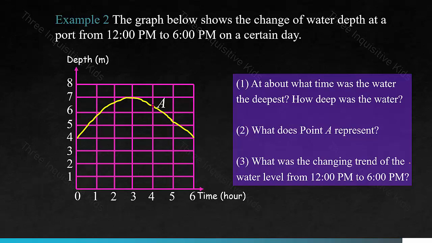Based off of the graph, we can see that the water was deepest at 3 o'clock p.m., about this time, and it was 7 meters deep. Point A represents the depth of the water at the 4th hour, or at 4 p.m. And for question number 3, the changing trend from 12 p.m. to 6 p.m. would be first increasing, then decreasing. You can see that we are increasing from the 0th hour to the 3rd hour, and then starting to decrease after the 3rd hour.